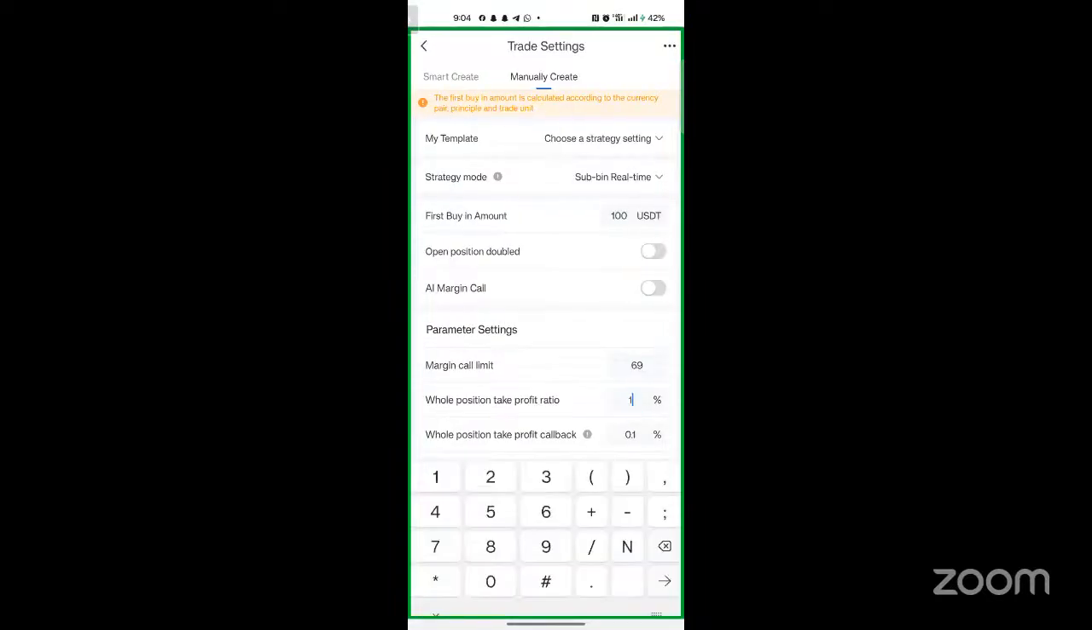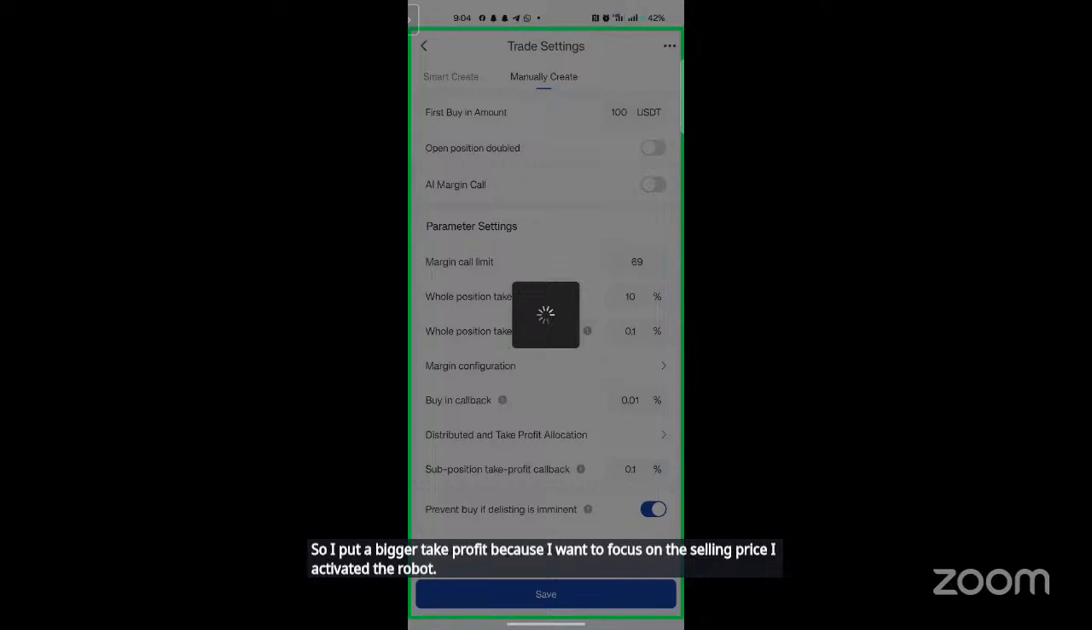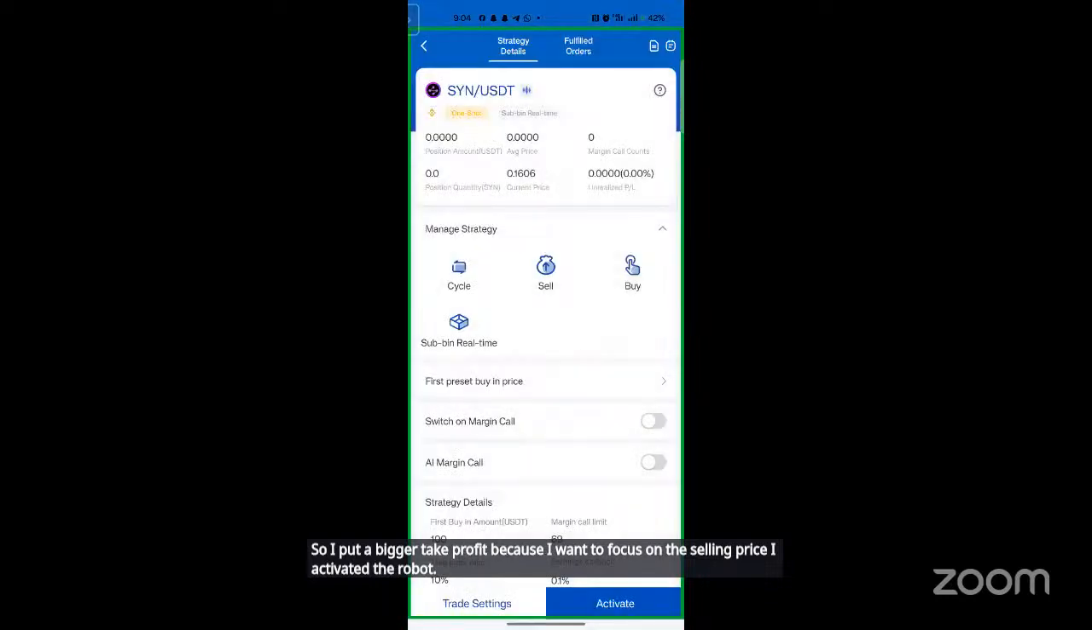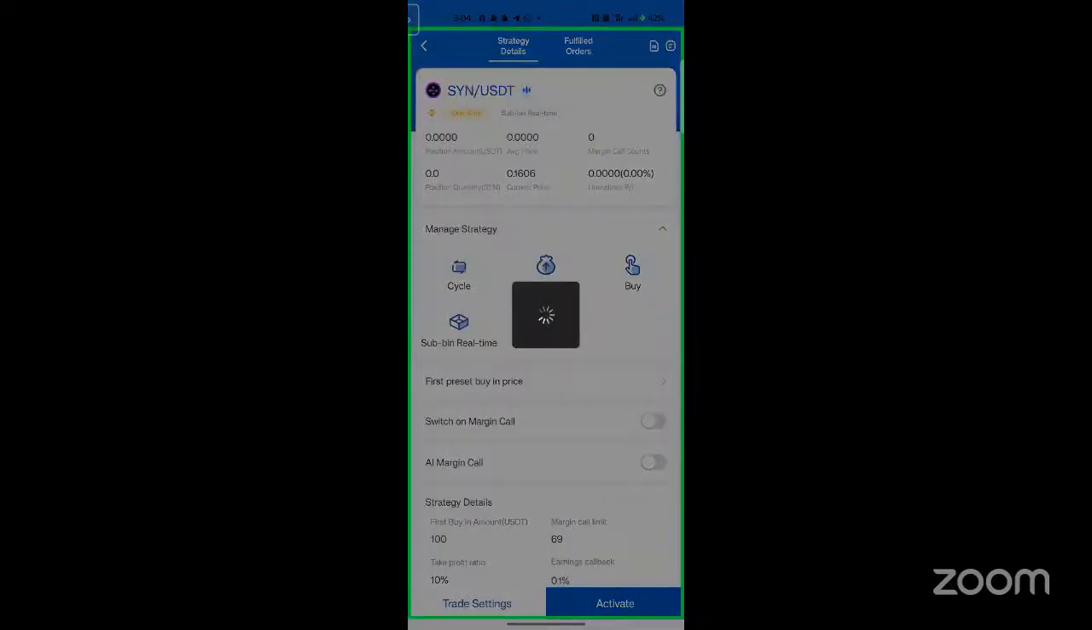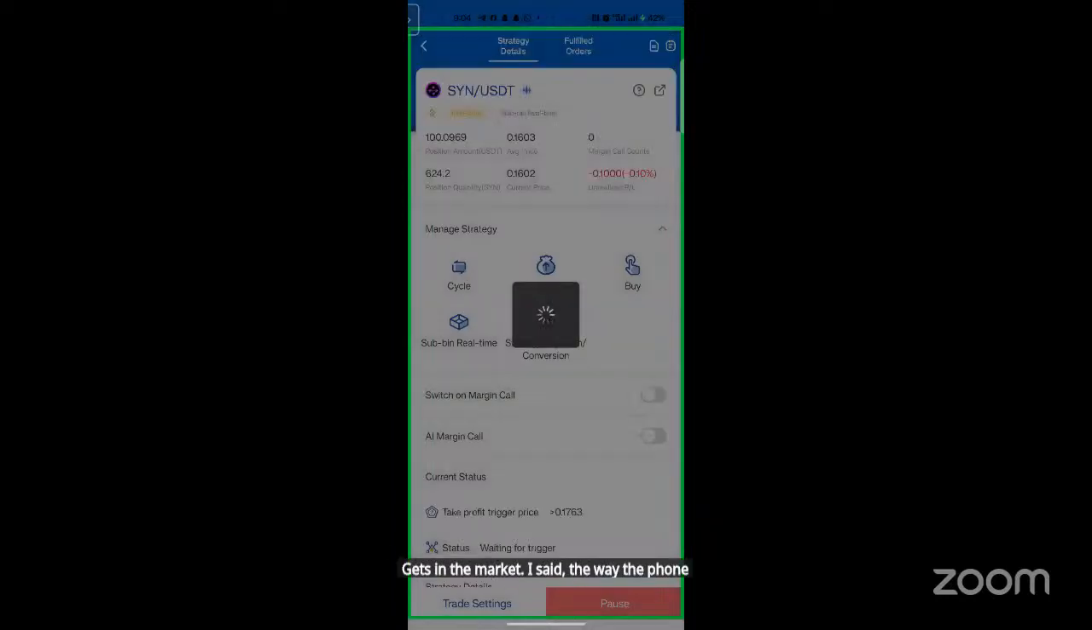So I put a bigger take profit because I want to focus on the selling price. I activate the robot. It gets in the market. But the phone is very slow, I don't understand.